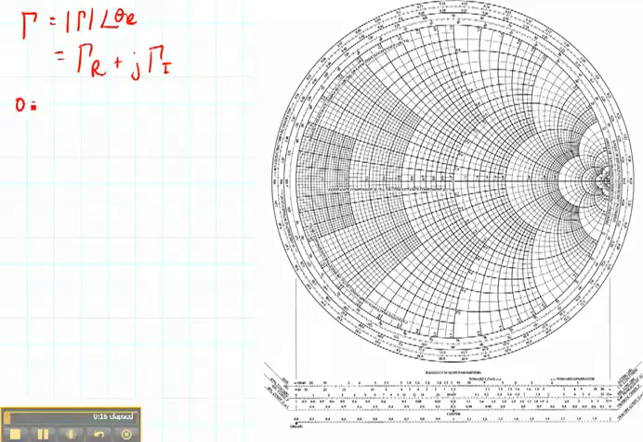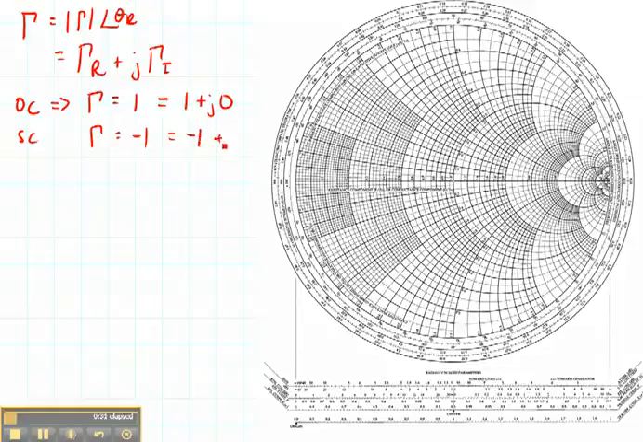In fact, when we had our open circuit case, remember that our reflection coefficient was 1. That's the same thing as 1 plus J0. When we had our short circuit case, the reflection coefficient was -1. That is the same thing as -1 plus J0. And when we had our matched case, the reflection coefficient was 0, which is 0 plus J0. So let's draw each of those on this graph.